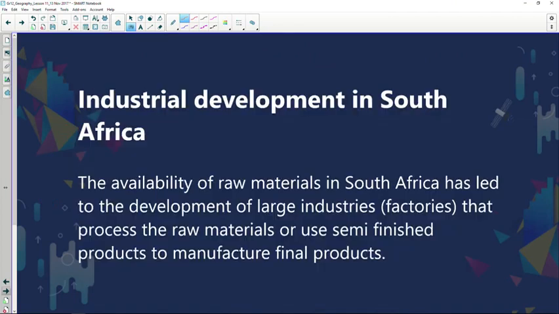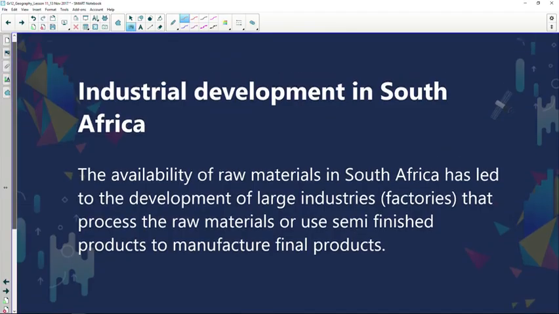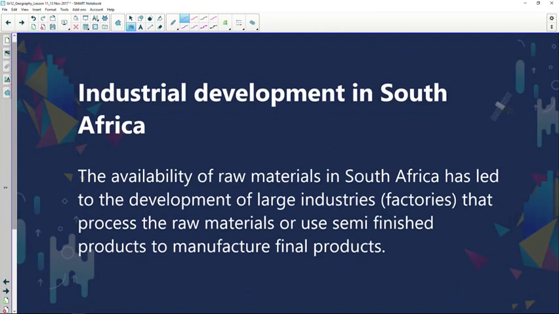If you look at our next slide, the industrial development in South Africa. Now, I've explained it to my Gr12s before. The thing is, South Africa is quite a rich country in raw materials. We've got gold, platinum, coal. But the problem is we don't process all of it. We usually export it. So in future, South Africa needs to develop processing. We need to create a secondary market. We need to create a bigger secondary market.